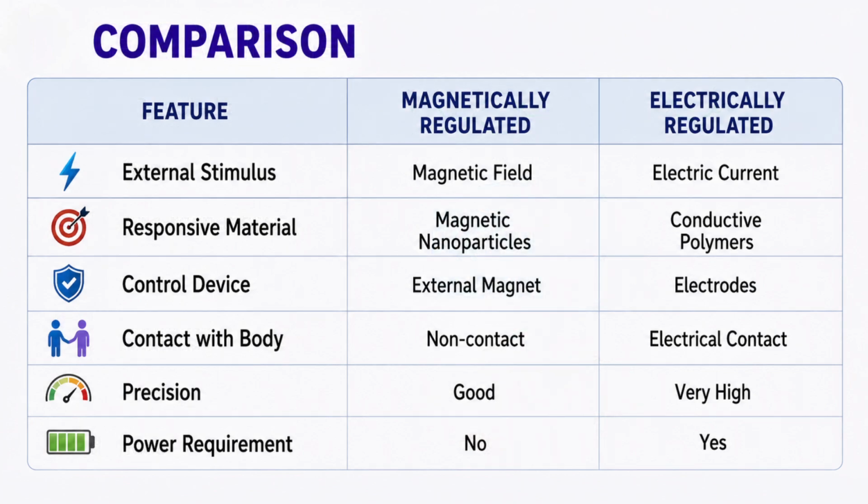So now let's compare the magnetic and the electrical systems. Magnetic systems use a magnetic field, electrical systems use an electrical field. Magnetic systems contain magnetic nanoparticles. Electrical systems contain conductive polymers. Both provide pulsatile drug delivery here, but their triggering mechanism is different.